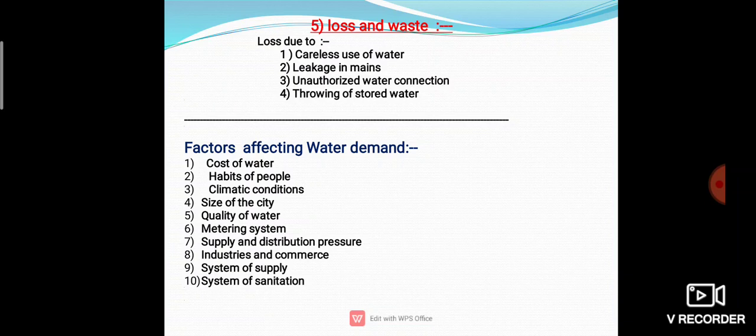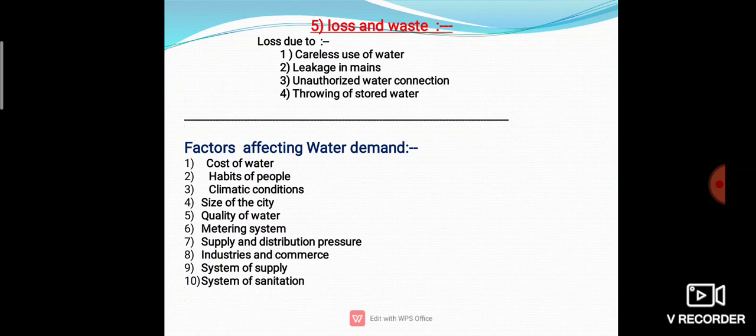Then factors affecting water demand. In the last session I already said that there are different factors which affect water demand: cost of water, habits of people, climatic conditions, size of city, quantity and quality of water, metering system, supply and distribution pressure, industries and commerce, system of supply, and system of sanitation. The main fact is that a large quantity of water is required for big cities since commercial and industrial development takes place there.